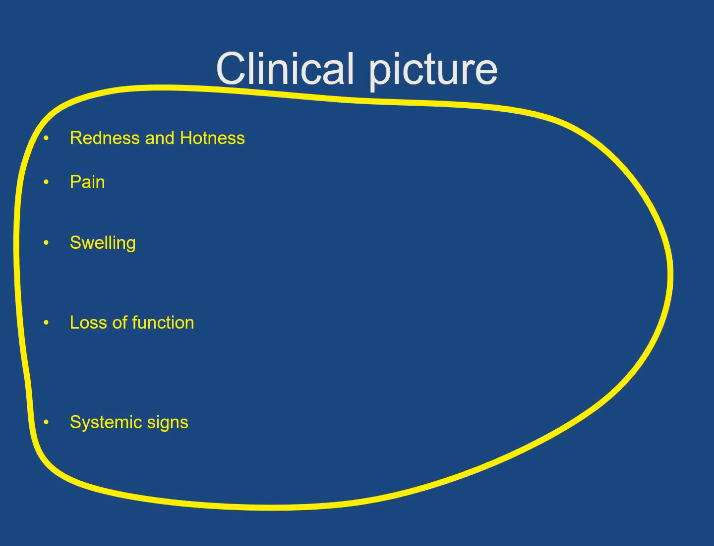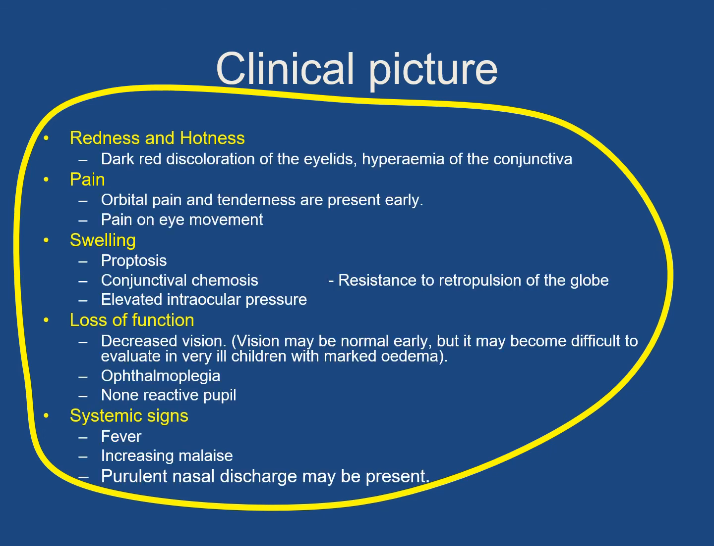The clinical picture, as any infection elsewhere in the body, will be redness and hotness, pain, swelling, loss of function, and systemic signs. We can apply the same principle on orbital cellulitis. Redness will lead to redness of the eyelids and hyperemia of the conjunctiva. Pain can occur with the eye movement or with touch. Swelling can induce proptosis, conjunctival chemosis, resistance to retropulsion of the globe, and elevated intraocular pressure.